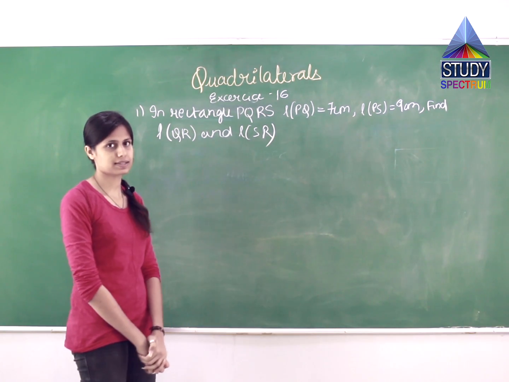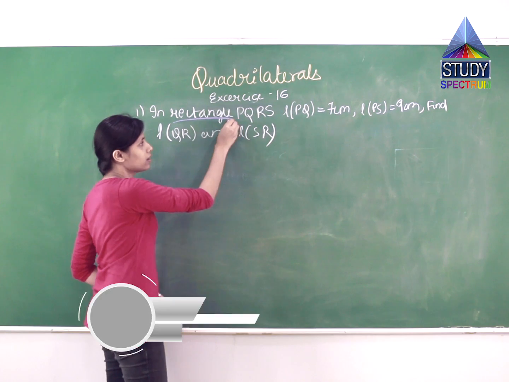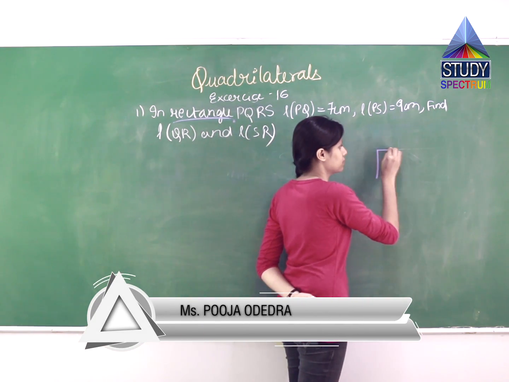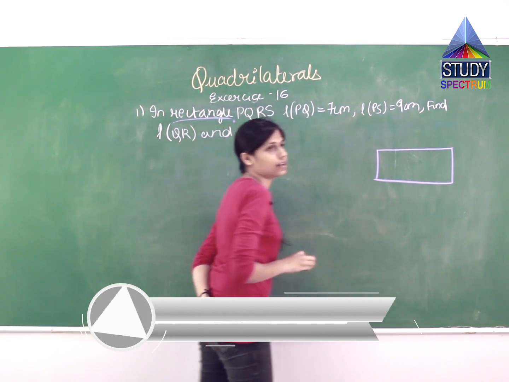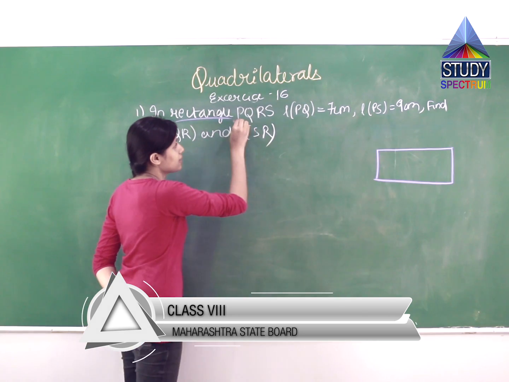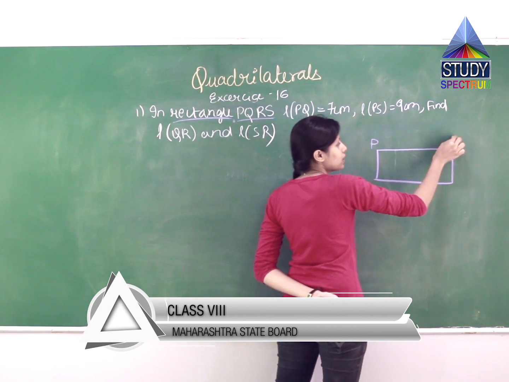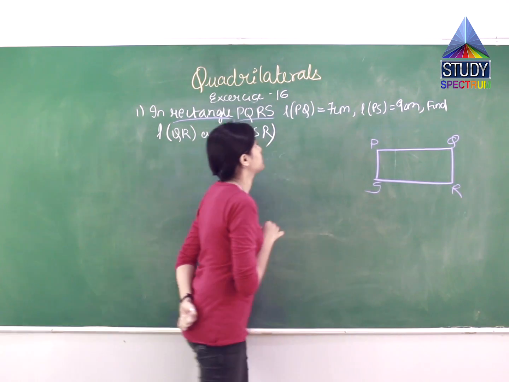Question of our exercise number 16. In rectangle, so we have to draw a rectangle. So let us draw a rectangle. Now let us read further to know the name of this rectangle. It is PQRS. So P, Q, R and S.